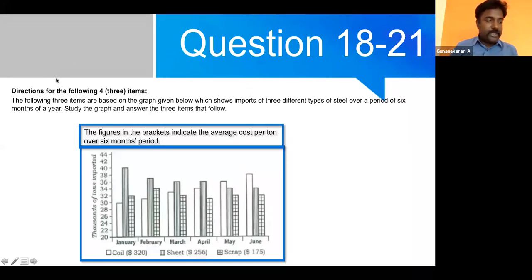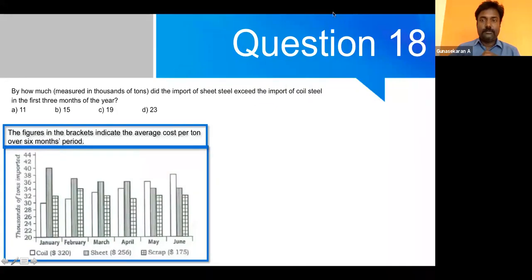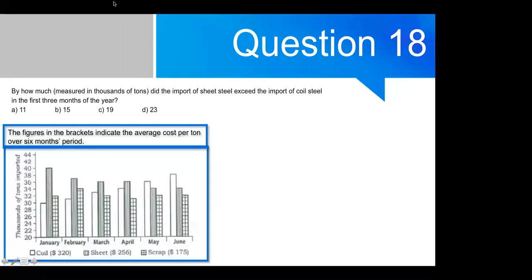So try to complete at least 2 more graphs. Understand the question and try to do it: 6 months, January to June, thousands of tons imported. Understand how much coil was imported, how much sheet was imported, how much scrap was imported. Based on that, they are asking questions. Try to do that calculation and tell me the answer. How to proceed with this question?